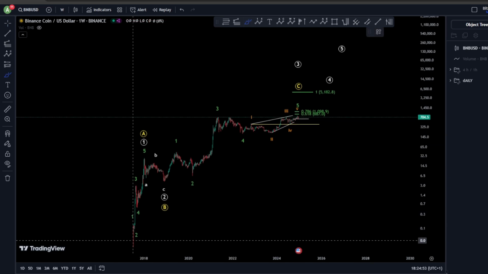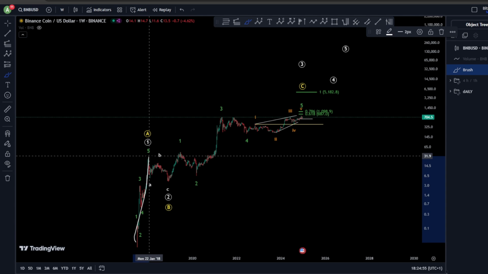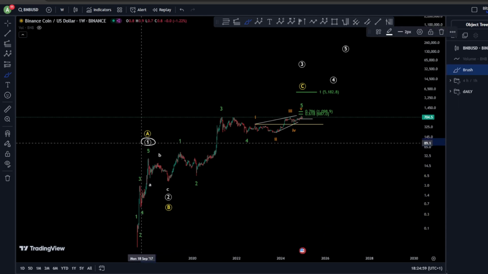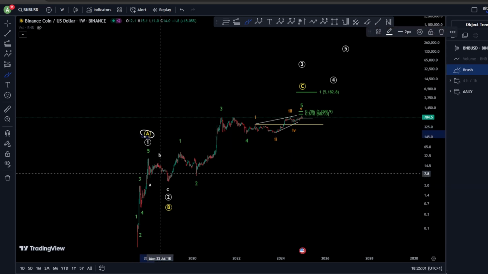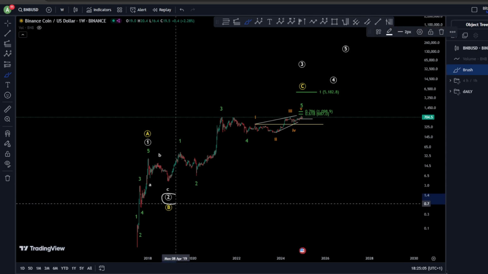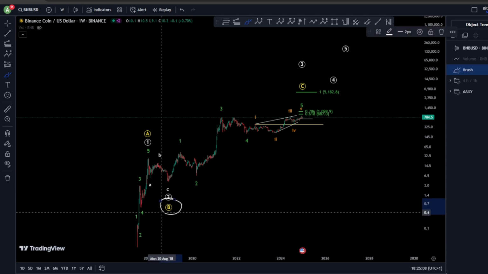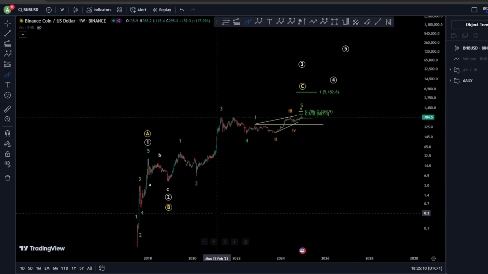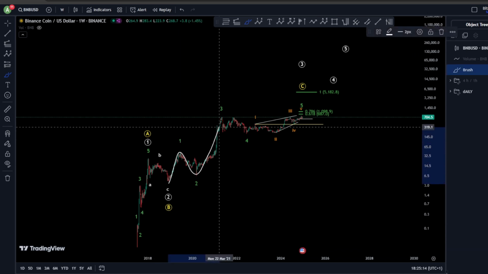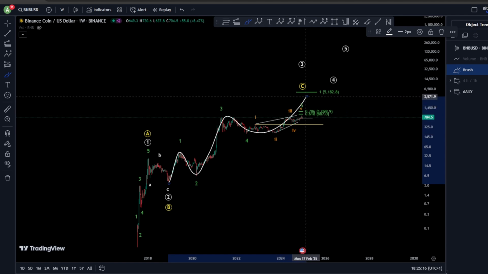The first one is a finished wave A with an impulse in the green label as 1, 2, 3, 4, 5. You are looking possibly at a wave 1 or a wave A. After this, you would like to have, of course, 3 corrective waves, and possibly your wave 2 has been unfolded and/or your wave B. In this scenario, after this, you would like to see higher prices impulsively as 1, 2, 3, 4, 5.